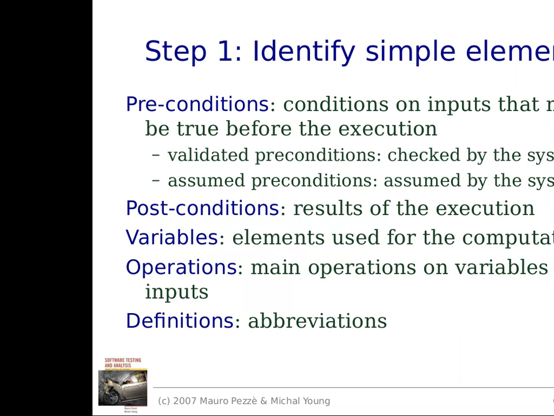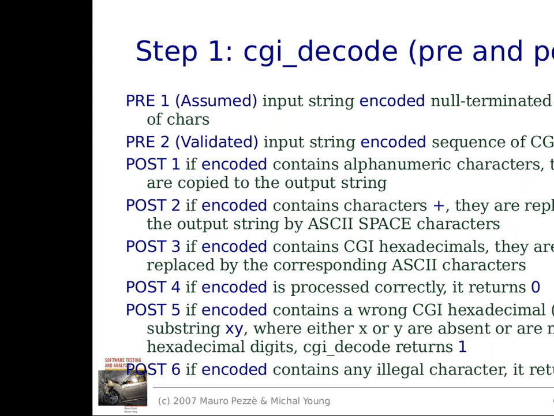Alright, so I went over preconditions, but these are something that must be true before execution. You can validate some of them, and others you just have to assume. It's best when you do this type of testing that you actually write it out. So you want to first do your preconditions. Notice here, your first one is assumed: that your string is encoded in a null terminated string of characters. Usually a good assumption. It's hard to test that otherwise. And then the other one, which is something you can validate, is that it has been encoded in a sequence of CGI items. Post one is basically the output will contain all the alphanumeric characters that should be copied directly.